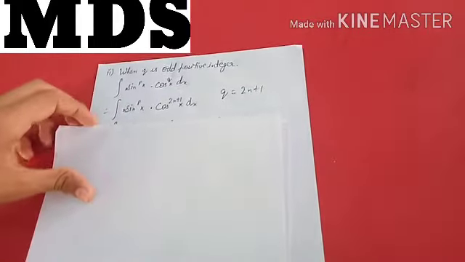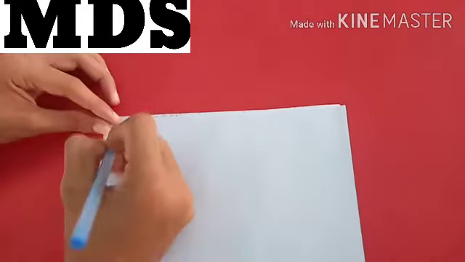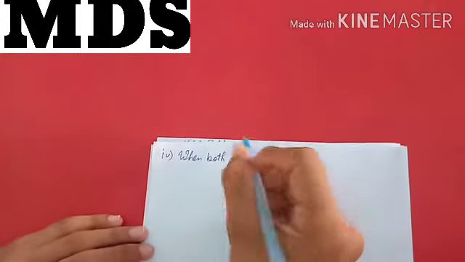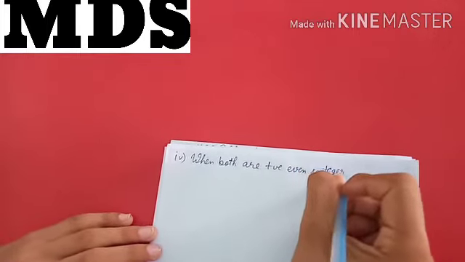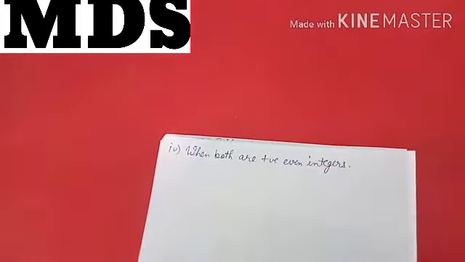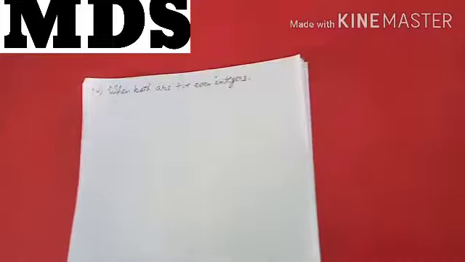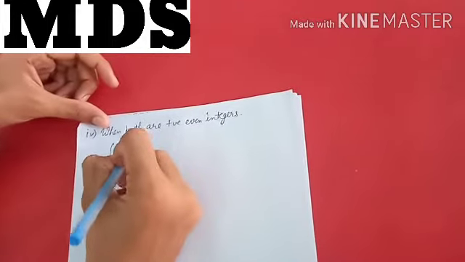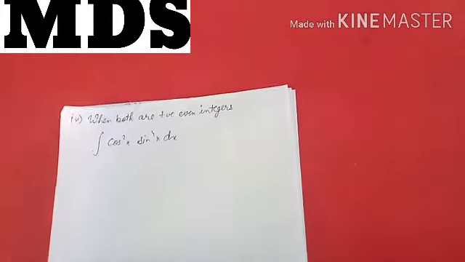Now the most important one, if both are given even integers, now it is fourth, when both are positive even integers. This we are going to solve by an example, that is given to us in example number 3. It is given cos square x into sin raised to power 4 x dx. This we are going to solve.